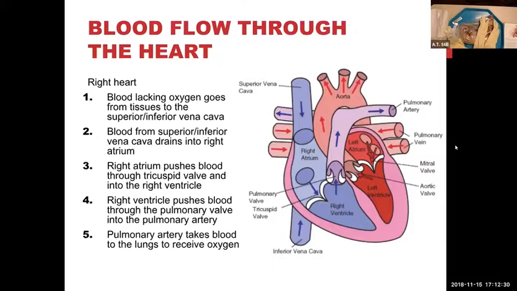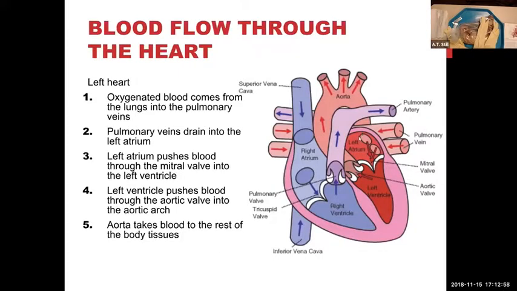And then from the lungs, once it's been oxygenated, it's going to come back to the heart through these pulmonary veins. So this is going to be the oxygenated blood, and that's going to come into the left atrium. We're going to have pulmonary veins on both sides from both lungs, the right lung and the left lung, and they're all going to connect into this left atrium, bringing the oxygenated blood back into the heart.